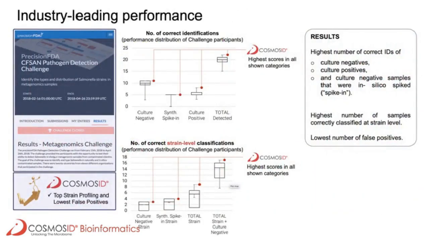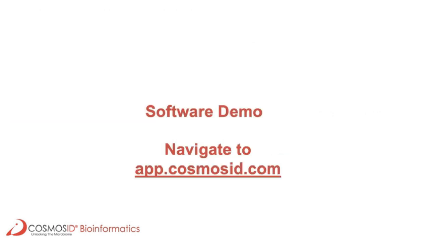In this slide, we represent the results from another recent competitive challenge organized by Precision FDA and the Center for Food Safety and Applied Nutrition. Here also, CosmosID became the leading tool for strain-level pathogen detection with the lowest false positives at all different sample categories. We essentially correctly identified the highest number of culture-negative samples and outperformed all other contenders in strain-level accuracy. Now I would like to perform a live demonstration of our platform.